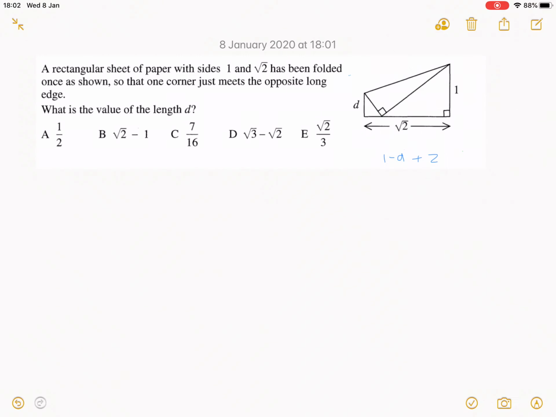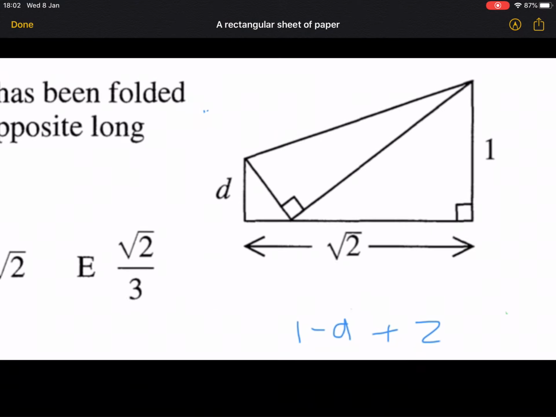Today we're doing another UKMT question. The question is, a rectangular sheet of paper with sides 1 and root 2 has been folded once as shown, so that one corner just meets the opposite long edge. What is the value of length D? So to make it easier, we'll draw on this diagram here.